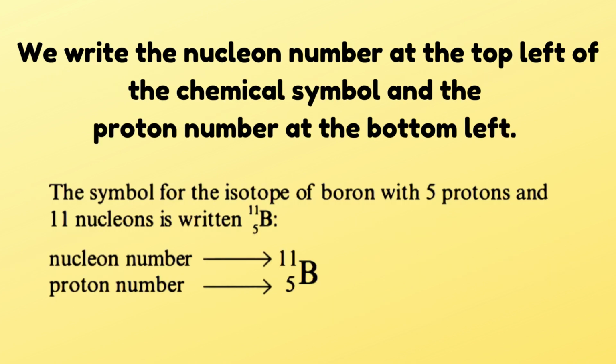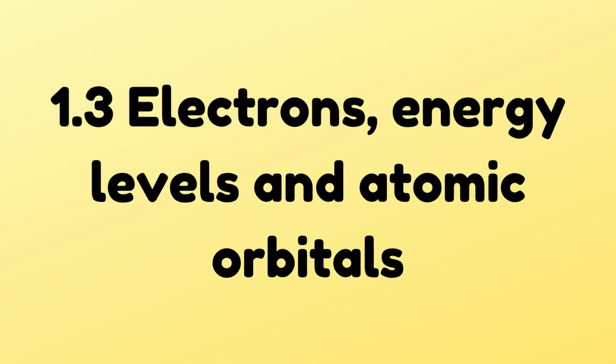So how to represent an element in the form of a chemical symbol? As you can see here, we always write the proton number at the bottom left and the nucleon number at the top left. The symbol for the isotope of boron with 5 protons and 11 neutrons is written as 5B11. So 11 indicates the mass number or the nucleon number and 5 is the proton number. That's how you represent an element. The next subtopic is electrons, energy levels and atomic orbitals.